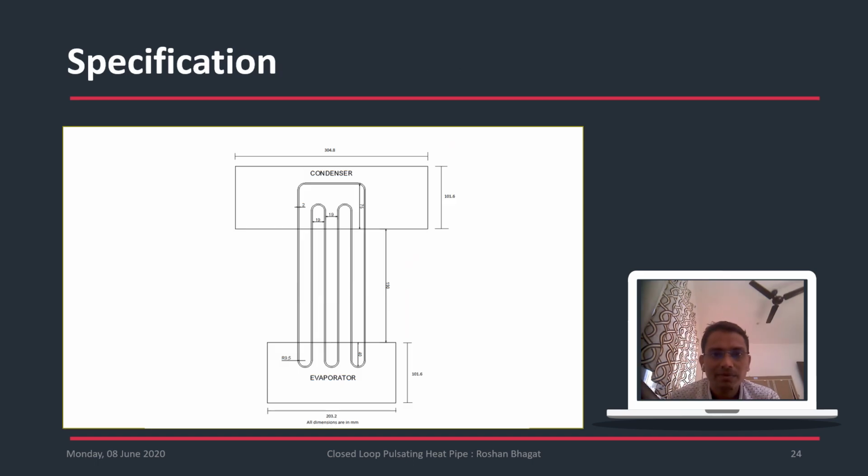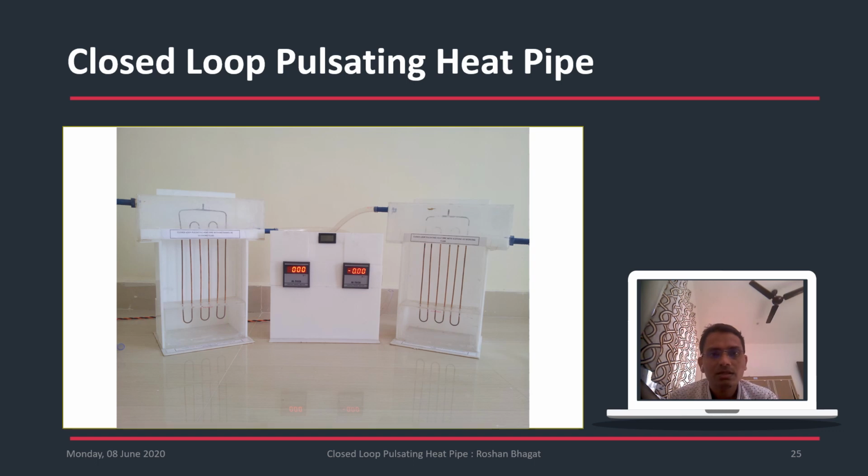Now this is the specification of the closed loop pulsating heat pipe. This is finally how the closed loop pulsating heat pipe is obtained. We have the evaporator section, we have the condenser section, and in between them the copper tubes are there. The temperatures of these copper tubes are measured with the help of a digital laser thermometer.